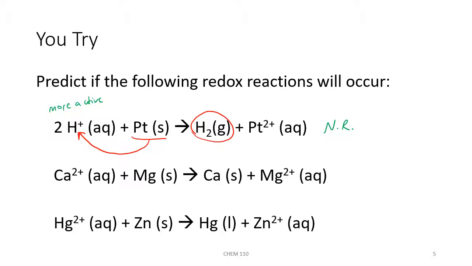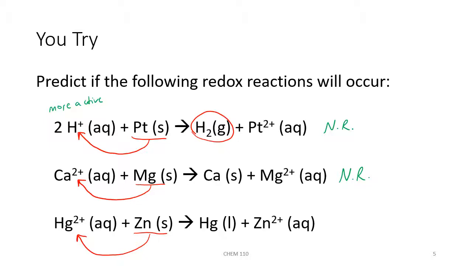For the reaction of calcium ions with magnesium, can the magnesium become oxidized and cause our calcium to get reduced to elemental calcium? The magnesium is also below the calcium ion. Therefore, magnesium is not active enough to cause calcium to be reduced. No reaction.